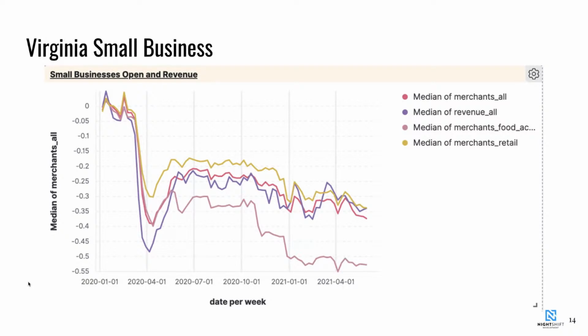The line at the very bottom here, which I think is probably no surprise to anyone, is the food and accommodations industry. So I think it's worth calling out. As the vaccines are perhaps a positive story, I think the suffering of small business is a real potential downside of this entire situation. So that's a good reminder for me.